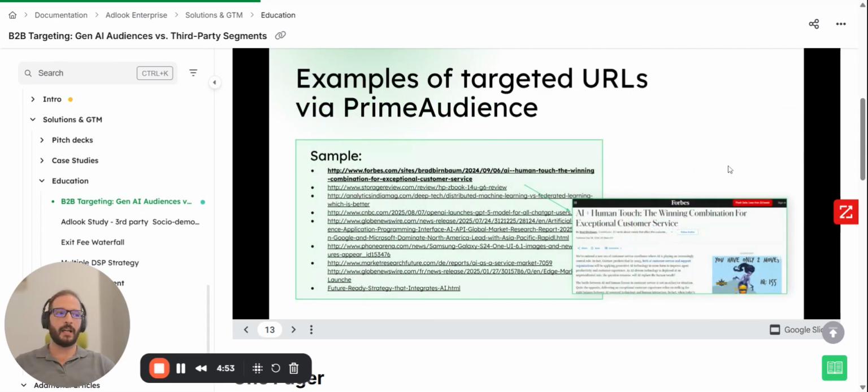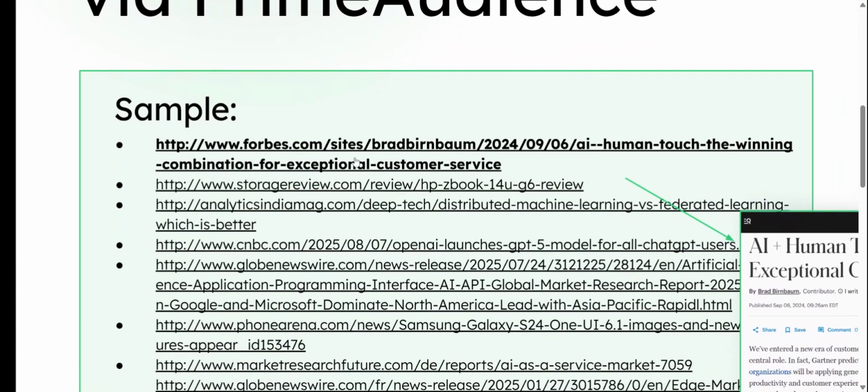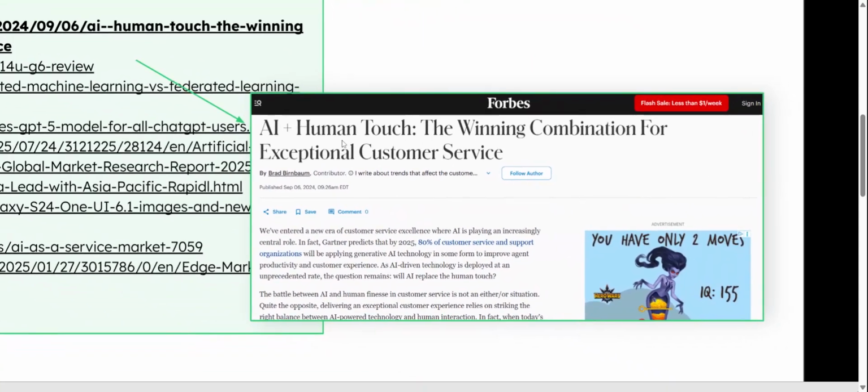This makes sure that your ads are not going to low quality websites that nobody's going to buy from. So these are some examples of targeted URLs via our prime audience. Take a look at this one. Forbes, AI plus human touch, the winning combination for exceptional customer service.